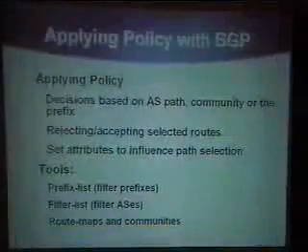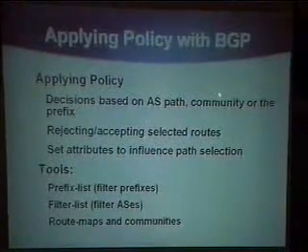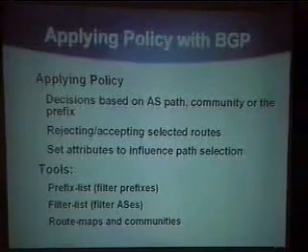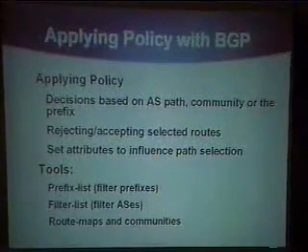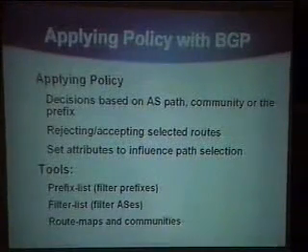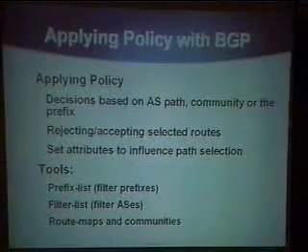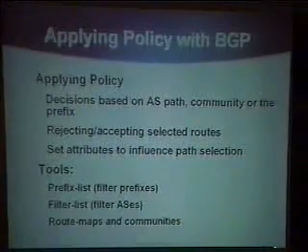Now, applying policy with BGP and giving yourself some control. For applying policy, decisions can be based on AS path, that one's very common, community that's being set, or the prefix. These are the three things that people use today for deciding how to apply policy on the network. Applying policy is all about rejecting or accepting selected routes. And the way to do it really is to set attributes to try and influence the best path selection algorithm. You can change some of the attributes that have been set: local preferences, MEDs, AS paths, communities, etc.